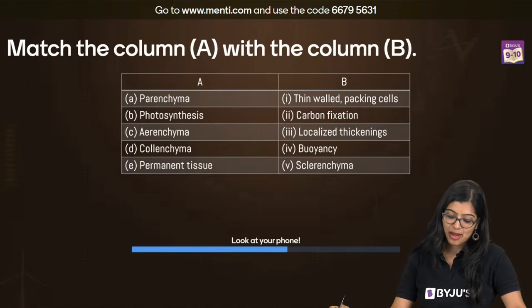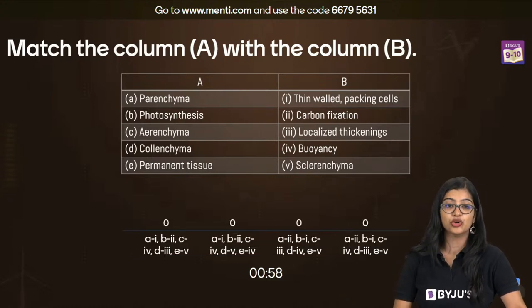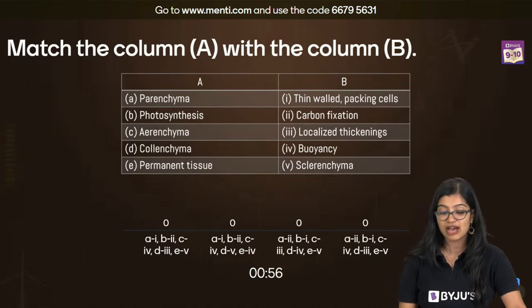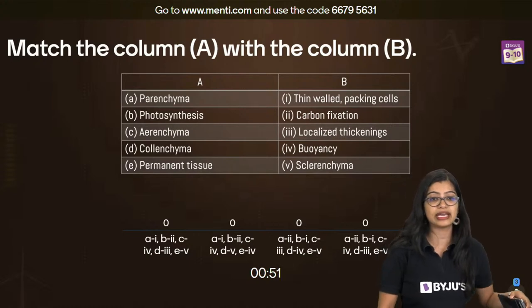Again, you have parenchyma, photosynthesis, aerenchyma, collenchyma, and permanent tissue. And of course, as you see, we have five options that you need to match. So everybody, quickly.